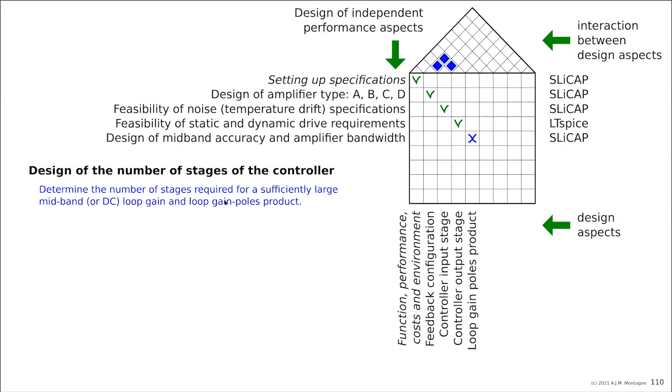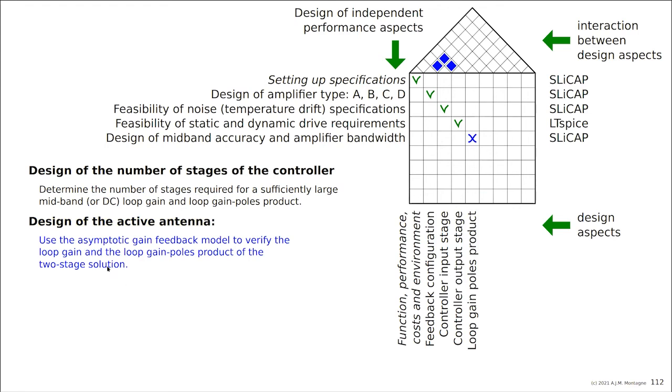So we are going to find out the number of stages, and the first thing we do, of course, as I said before, is that you could start with one stage, evaluate the loop gain pole product, see if it's okay, then go to the next step, and then you see the nonlinearity will not be good enough and you need two stages. Now I skipped one, so I immediately went for investigation of the two stages. So for the active antenna, we are going to use the asymptotic gain feedback model to verify the loop gain and the loop gain pole product of this two-stage solution. That's what we will do in the following 5 minutes.